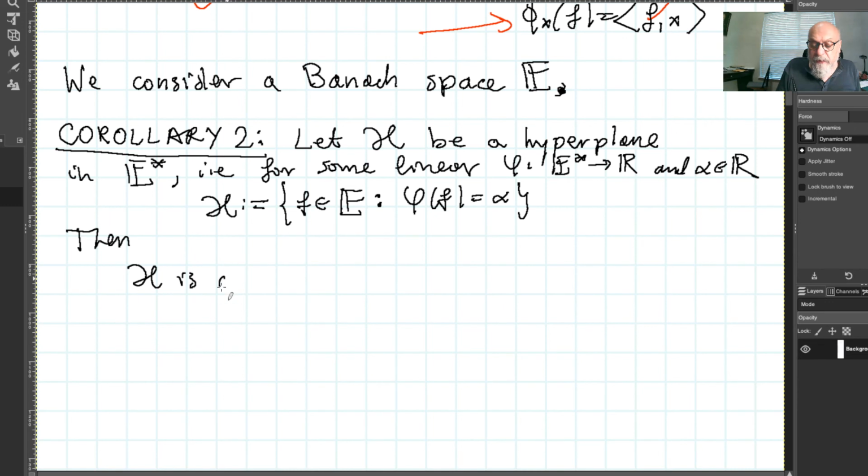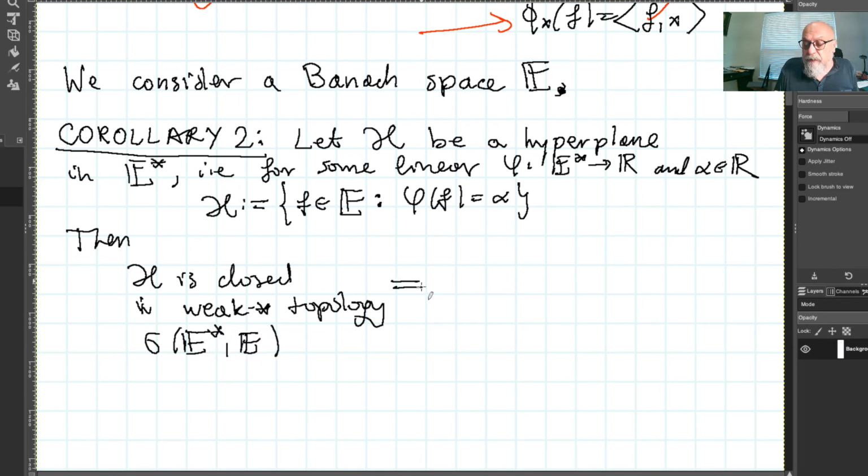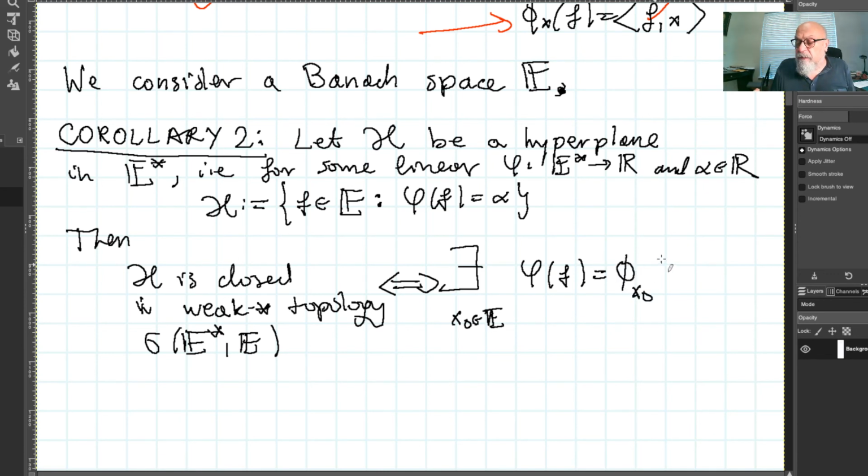H is closed in the weak star topology, and to make it clear we are talking about this topology, if and only if there exists an x naught belonging to E satisfying the property that phi of f is equal to exactly this phi x naught on f, which means f on x naught. This is an if and only if proof.